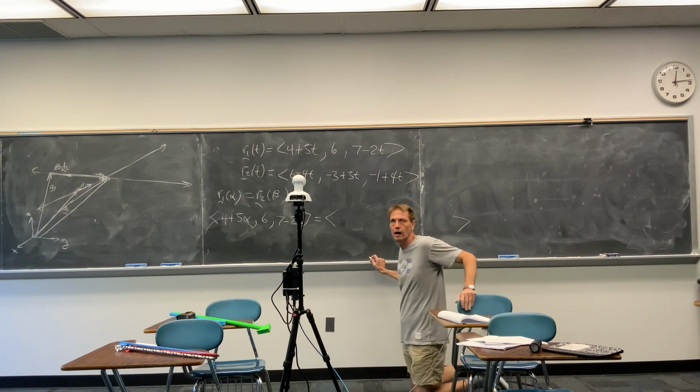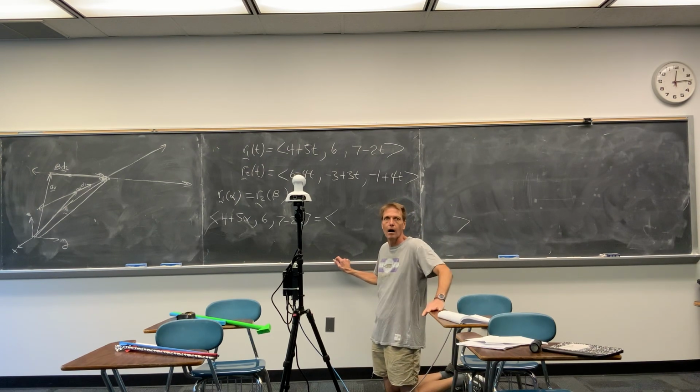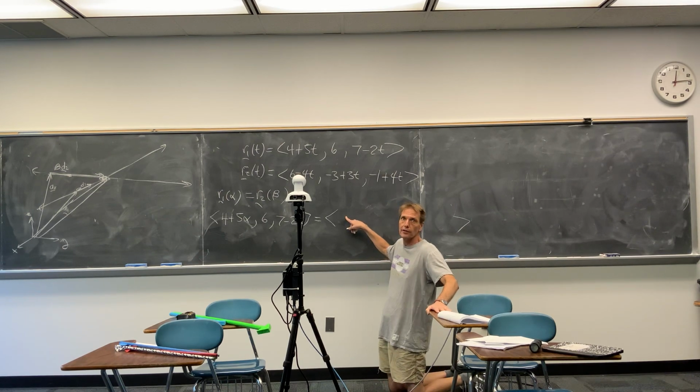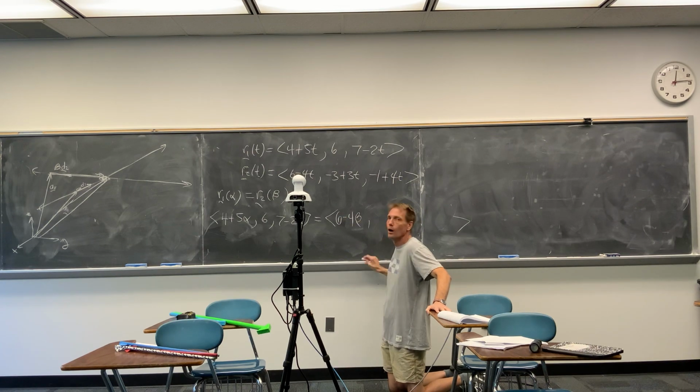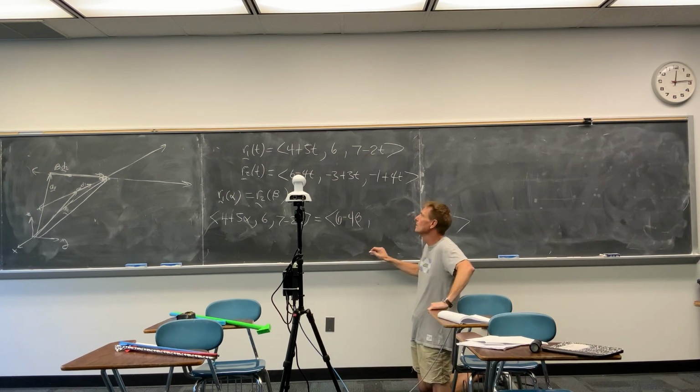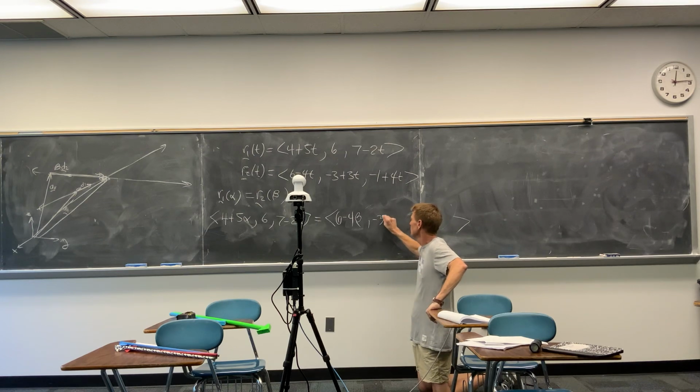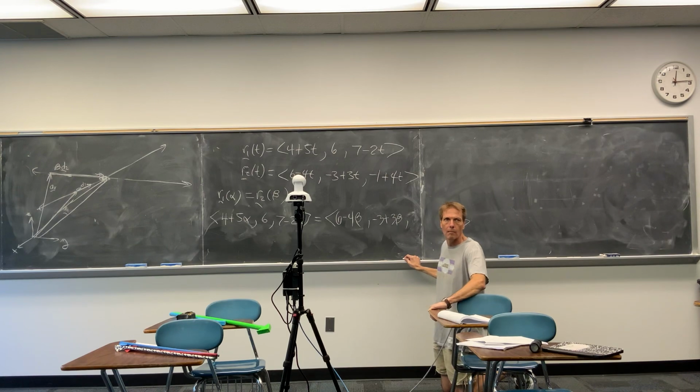Okay, let's see. Mason, what do you have for your first component? 6 minus 4 beta, perfect, thank you, Mason. What do you have for your second component, Roberto? -3 plus 3 beta. And then, Michael, what do you got for your third component? -1 plus 4 beta.